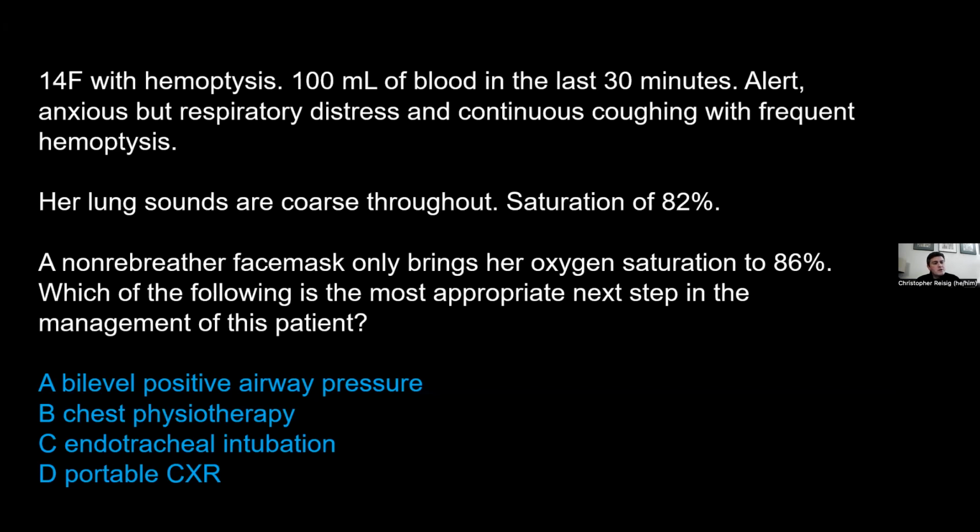All right, you have a 14-year-old female with, let's say, cystic fibrosis who is having hemoptysis, about 100 cc's of blood in the last 30 minutes. She looks uncomfortable, is in distress, and is satting very poorly. You put her on oxygen therapy. Again, the question is, what is your next step? Your choices are positive pressure, which is probably not a great idea with somebody having active hemoptysis, physiotherapy, which seems like a cute idea, intubate, or get a portable chest x-ray.